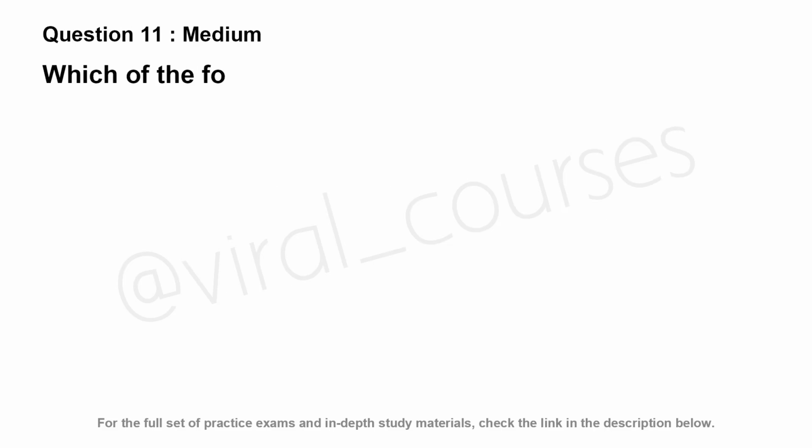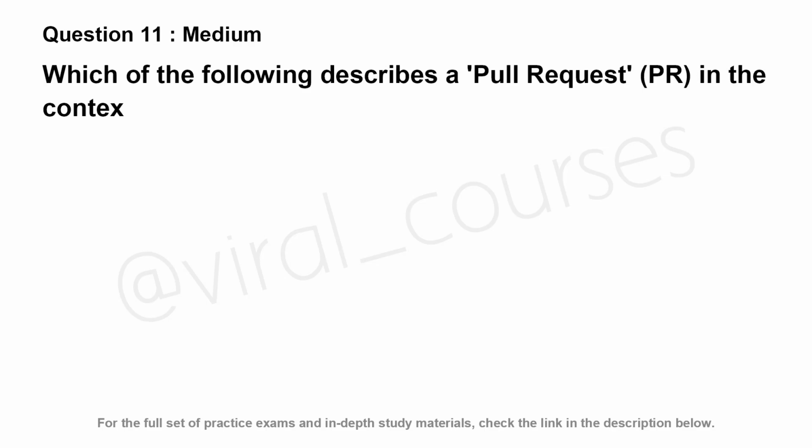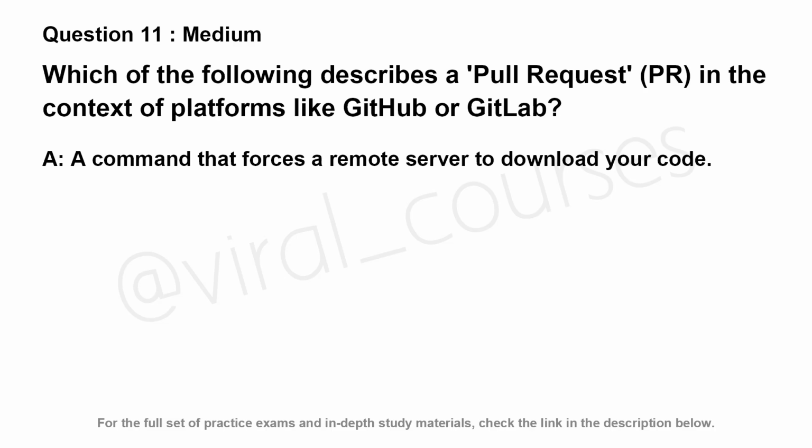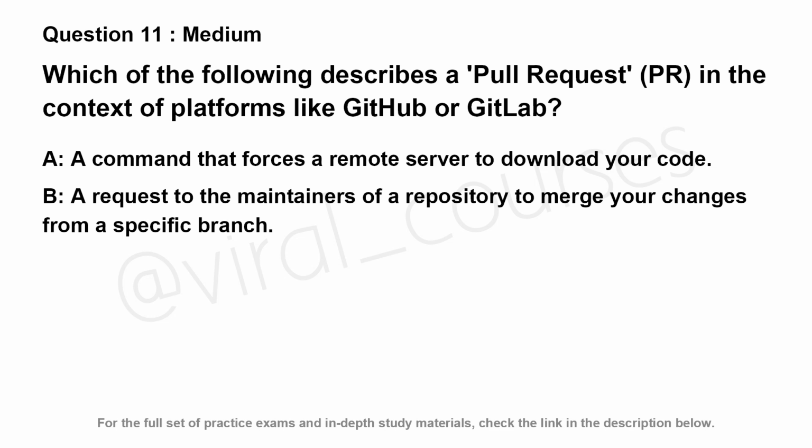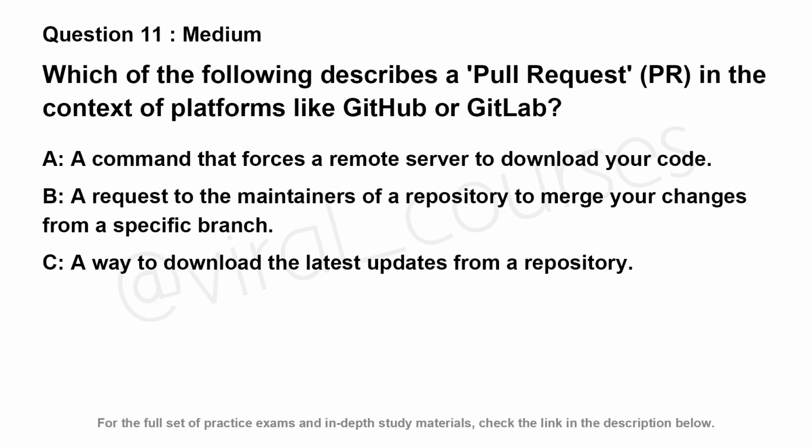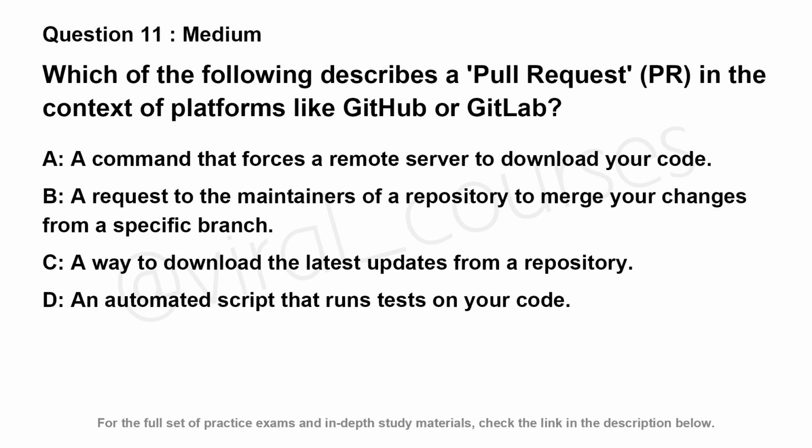Which of the following describes a pull request (PR) in the context of platforms like GitHub or GitLab? Option A. A command that forces a remote server to download your code. Option B. A request to the maintainers of a repository to merge your changes from a specific branch. Option C. A way to download the latest updates from a repository. Option D. An automated script that runs tests on your code.